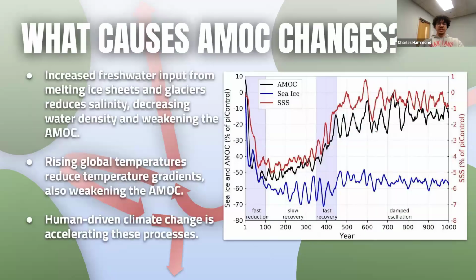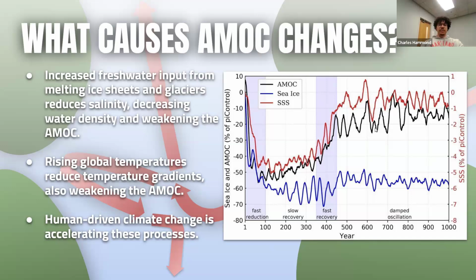Now let's get into what's actually changing the AMOC. Human-driven climate change is playing a central role here. One of the biggest disruptions comes from the melting of ice sheets and glaciers, particularly in Greenland. When this meltwater flows into the North Atlantic, it adds a large amount of fresh water, which reduces the salinity of the ocean in that region. This is a problem because lower salinity means lower density, and that means the water doesn't sink like it used to. That disrupts the overturning part of the AMOC. At the same time, global temperatures are rising, which weakens the temperature difference between the equator and the poles. That further slows down the circulation.